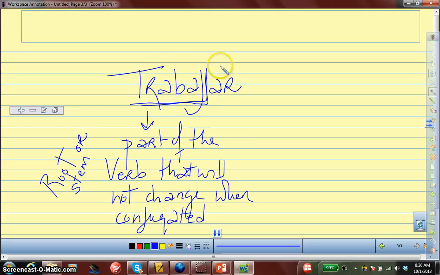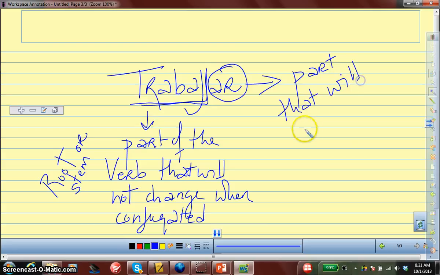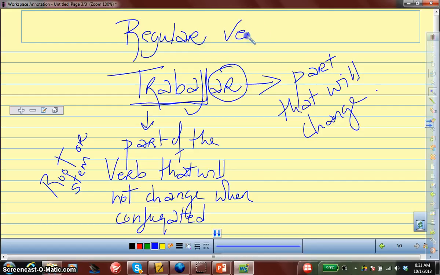This is the part that will change. That's the part that will change. And this is only for regular verbs, which are the ones that we are going to be seeing. So basically your regular verbs, the root or stem of the verb will not change when conjugated, but the ending, that will be the part that will change when conjugated.